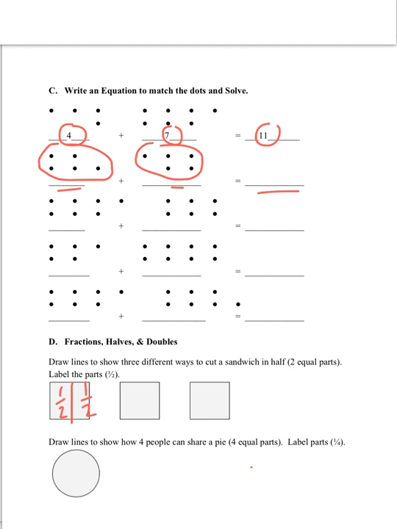The bottom, it says there's a circle, which represents a pie. It says draw lines to show how 4 people can share a pie. 4 equal parts, label your parts 1/4. So you'll break up the circle.